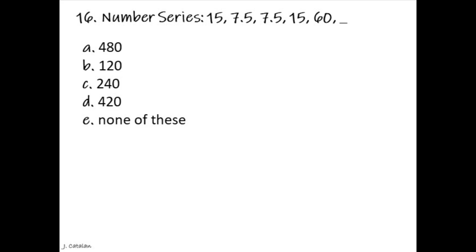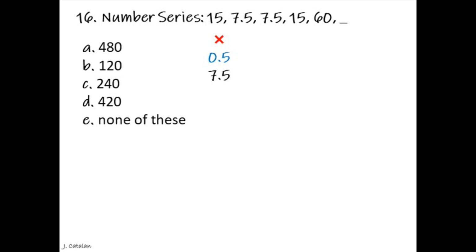To reach our answer to one of the options, we will do the multiplication. Now let us find a multiplier that could result in 7.5. We will now use 0.5 as a multiplier. 15 multiplied by 0.5 is equal to 7.5.